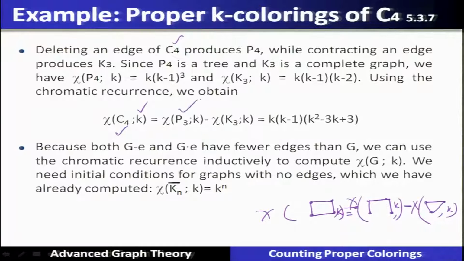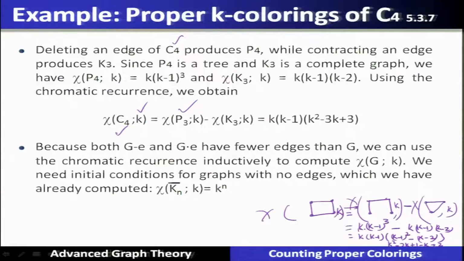Now, you know that the value of path P4 with k colors is nothing but, first vertex, so it is nothing but a tree. So, a tree will say k times, how many remaining is 4 minus 1, that is 3, so k times (k minus 1) cubed, minus, as far as the contracted graph is concerned, the triangle. So, the triangle will require like the complete graph: k, then k minus 1, then k minus 2. And if you solve this particular equation, k into (k minus 1) cubed minus k into (k minus 1) into (k minus 2).